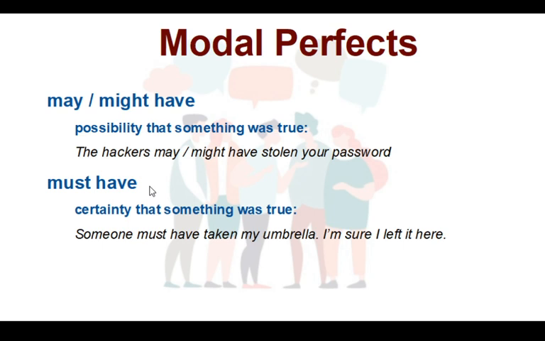And finally, must have is used to express certainty that something was true. It means that we are sure that something happened, that something was true. For example, someone must have taken my umbrella. I'm sure I've left it here.